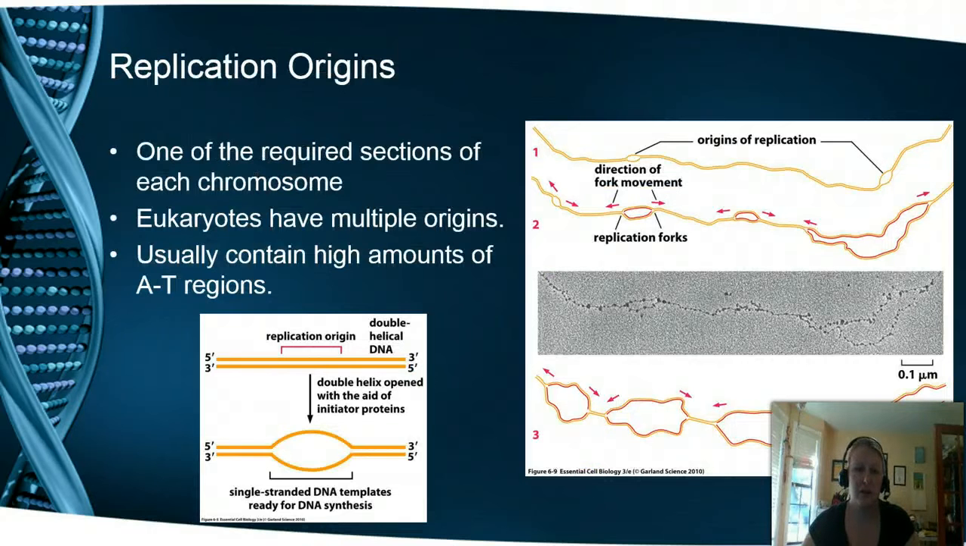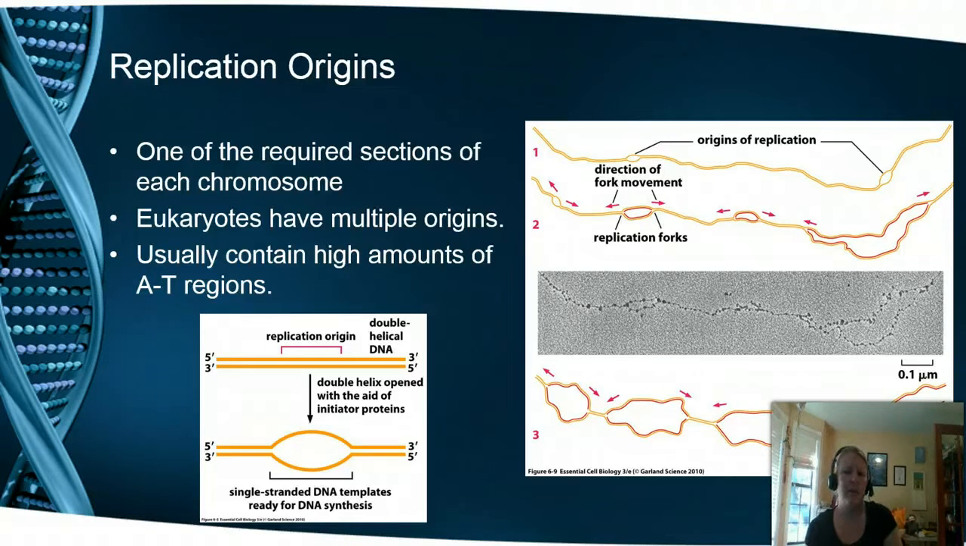So where do we start in replication? We start at the origin. Some chromosomes have multiple origins, some have just one. Eukaryotes have multiple because if you consider how long our chromosomes are, we need multiple origins so that we can get through it as fast as possible. These origins of replication usually contain a whole lot of adenine thymine bases. There's a good signal as to where this is, and you'll see that it's there.